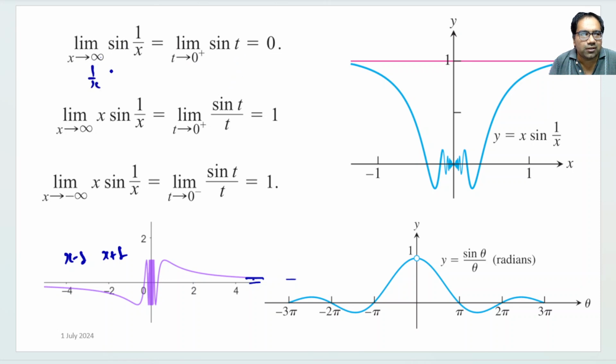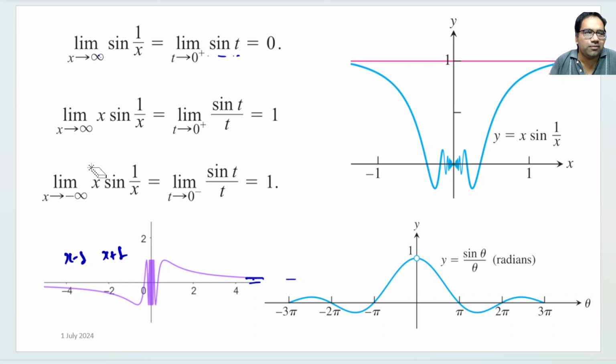Let's say 1 by x, we call it t. What does that mean? t is tending to 0 plus, because this is positive infinity, this is 0 plus, and 1 by x is t. We can write it like this. That means t is tending to 0, and sin t is obviously 0.